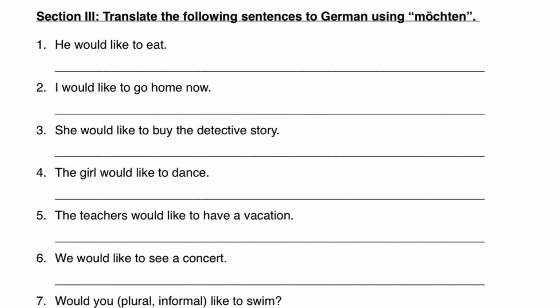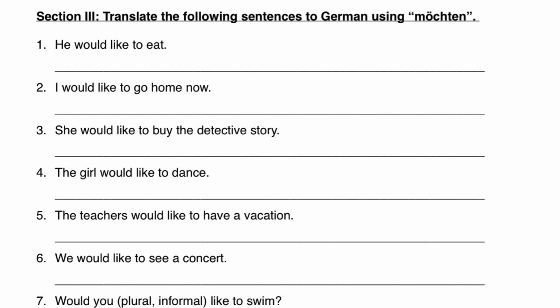In section 3 it says to translate these sentences using möchten, and unlike mögen, möchten is almost always used with a different verb, so it's used with möchten, and then in addition to that, another verb in the infinitive form at the end of the sentence.